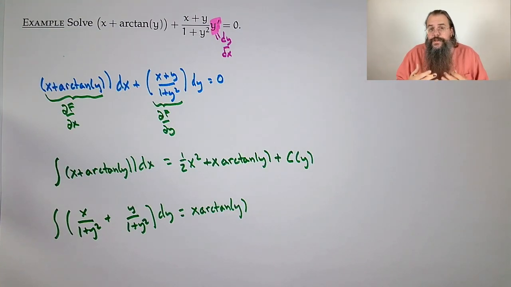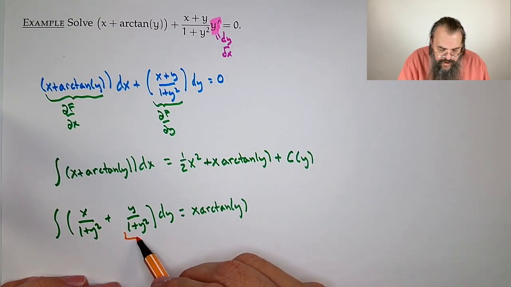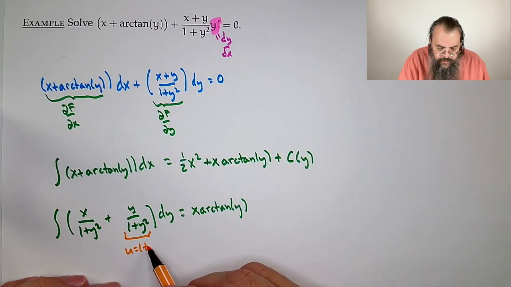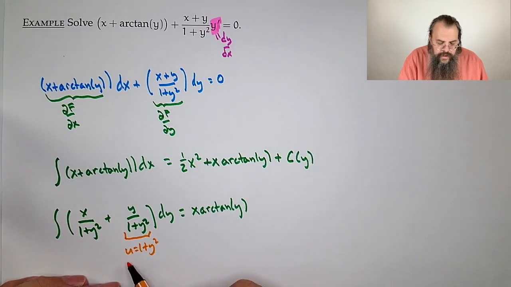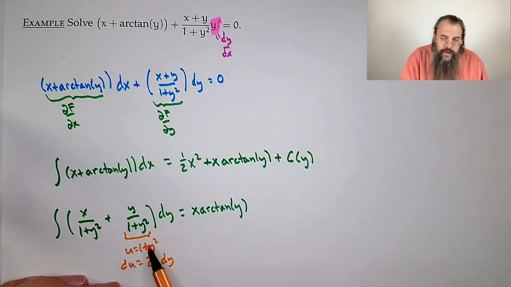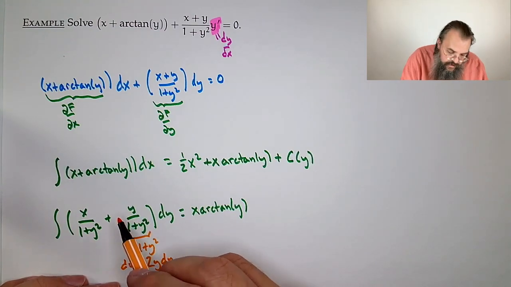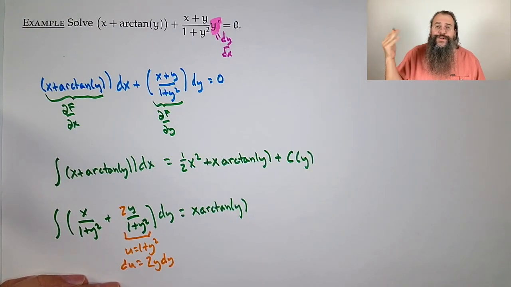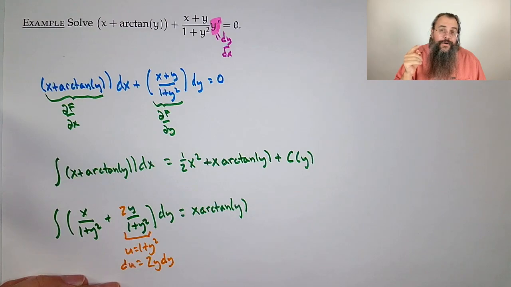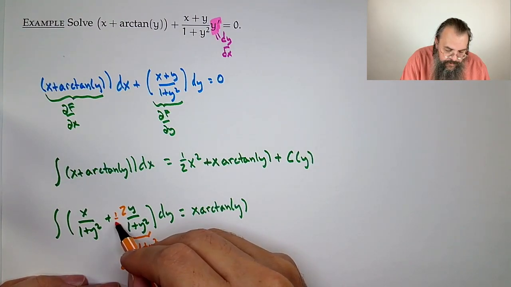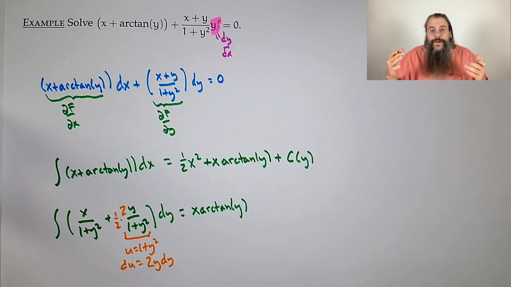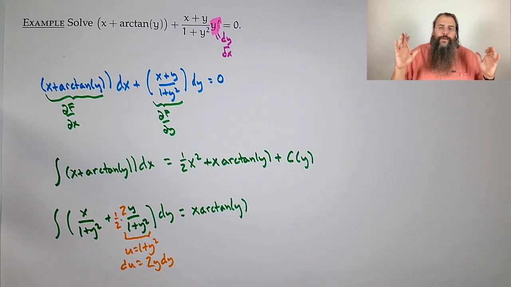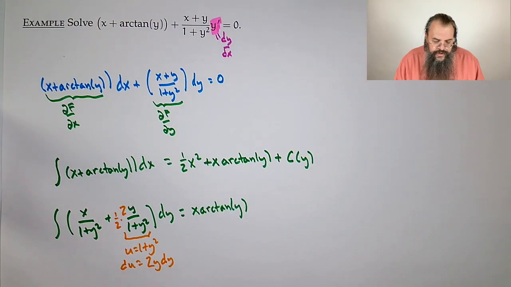But this looks like something which could probably work pretty well if we did a u substitution. So we're going to let u equal 1 plus y squared, and then du is 2y dy. Well, okay, we almost have that. We're just missing the 2. All right, boom, now we've got the 2. But now you might be saying, but wait, we can't just put 2's wherever we want. Well, we can if we also put halves. See, a half and 2 combine together to be 1. We can put 1's wherever we want when we're doing multiplication.